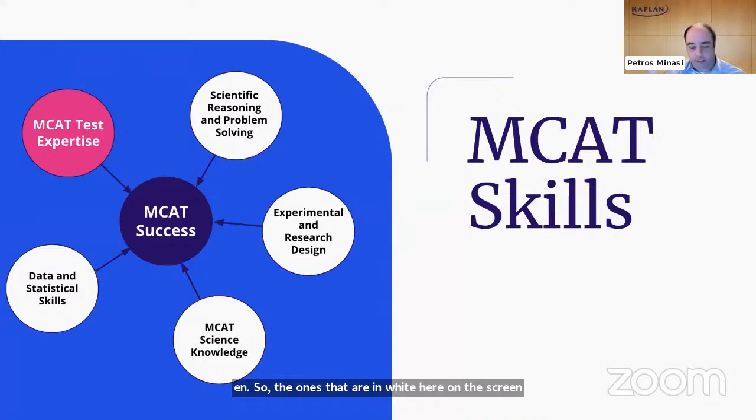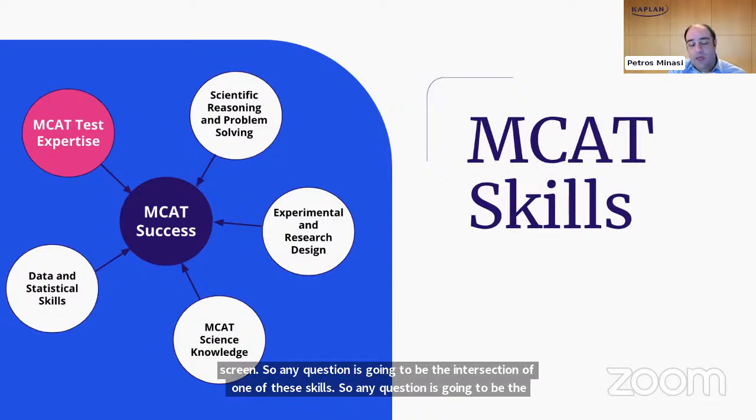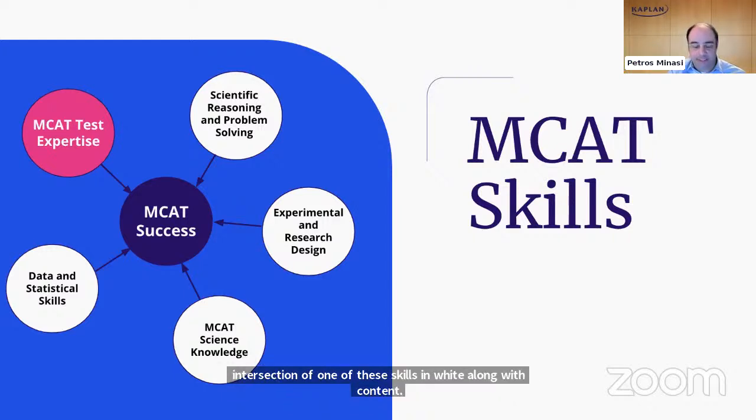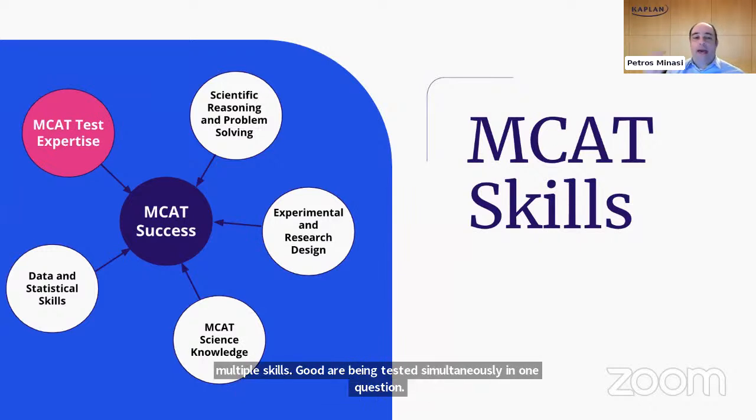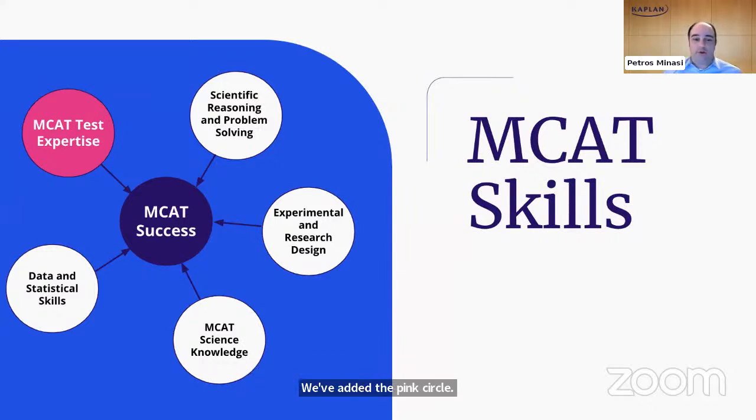And that could be multiple content, there could be multiple skills that are being tested simultaneously in one question. We've added the pink circle, the MCAT test expertise, just because the better you know how the test is structured, the better you know what the common pitfalls are going to look like, the better off you're going to be, and the better prepared you're going to be, quite frankly, for this exam.